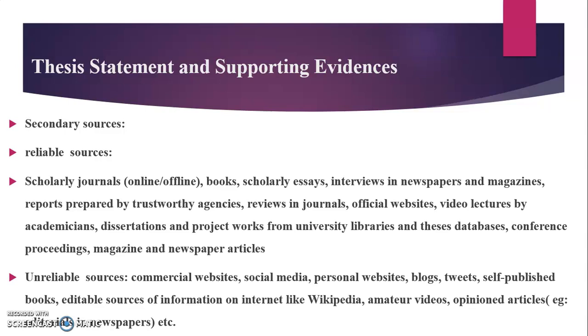And simultaneously, you can find unreliable sources. Unreliable sources are those you can't fully depend on. That includes commercial websites, social media, personal websites, blogs, tweets, then self-published books, editable sources of information on the internet like Wikipedia, where you can edit the information. Then there are amateur videos, opinion articles, for instance, editorials in newspapers. So these are unreliable sources, unlike the reliable sources like the scholarly journals in print and online.